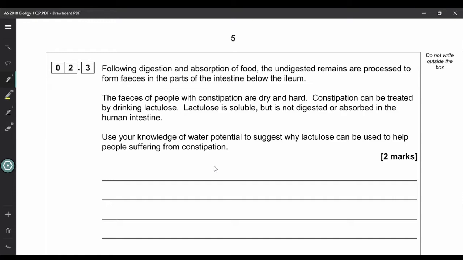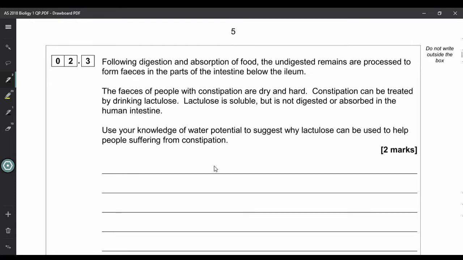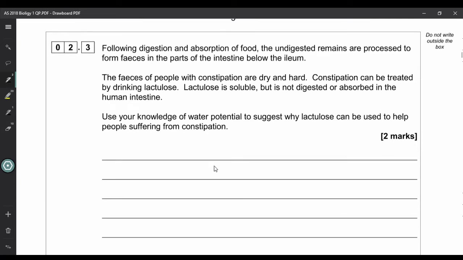The feces of people with constipation are dry and hard. Constipation can be treated by drinking lactulose. Lactulose is soluble but it's not digested or absorbed in the human intestine. Use your knowledge of water potential.